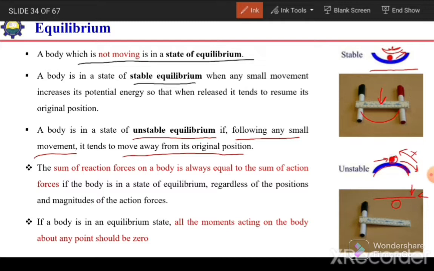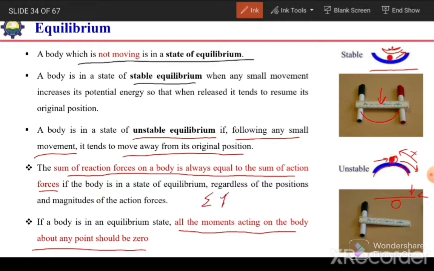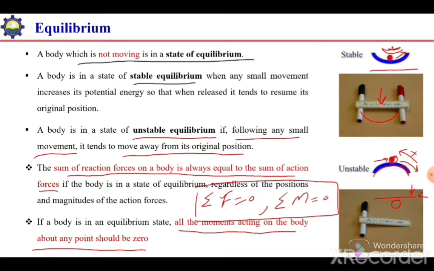In case a body is in a state of equilibrium, the sum of all the forces will be equal to 0. Similarly, for a body to be in equilibrium, the sum of all the moments acting on the body will also be 0. So all the forces acting on the body as well as all the moments acting on the body at any point will be equal to 0. So summation F is equal to 0 as well as summation M is equal to 0. These two conditions will be fulfilled if a body is in equilibrium.